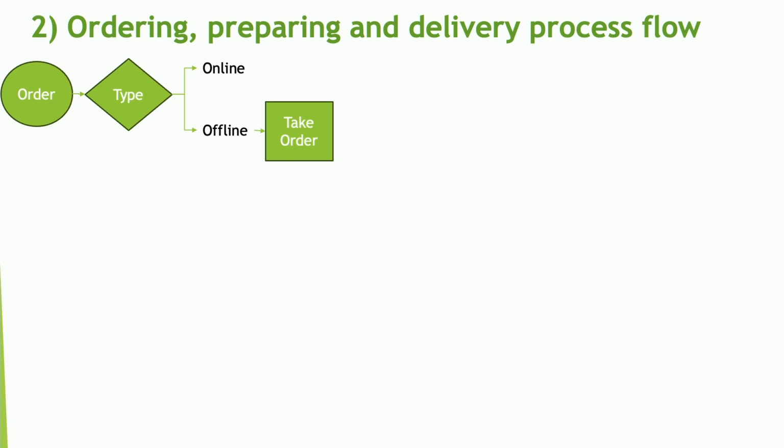Just a bit of an overview of how the process works. When you place an order for pizza, you first need to determine what the type is, right? It's either an online order, which is done via a web interface or via the mobile application, or it's offline, so it's done in person at the store. If it's done in person, somebody needs to take that order, right? You need to pay for that order. There's a certain time that's associated with that.